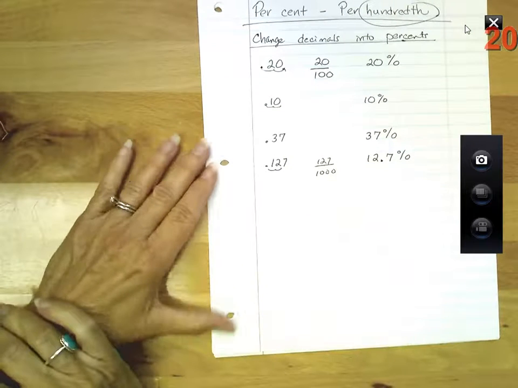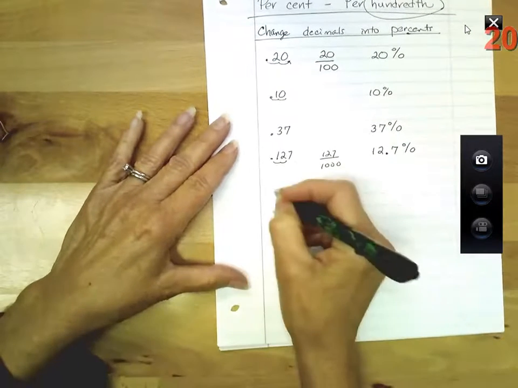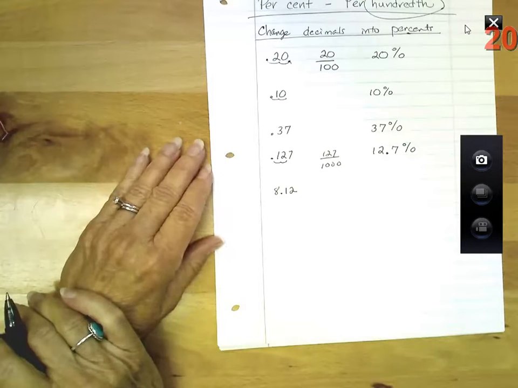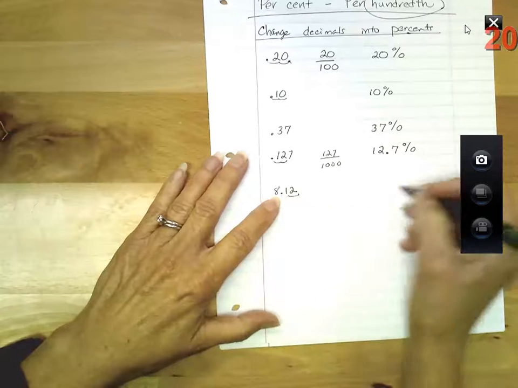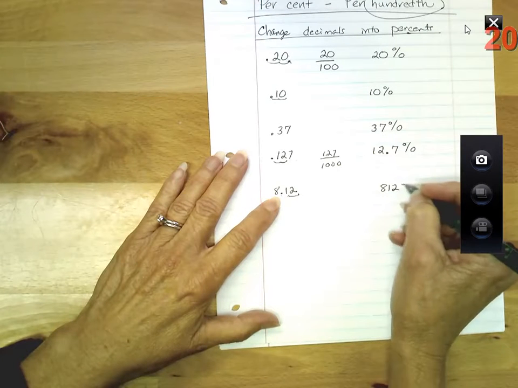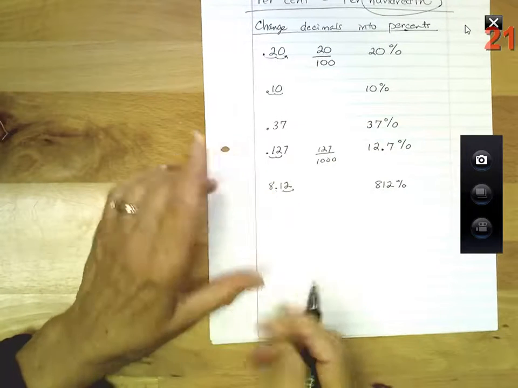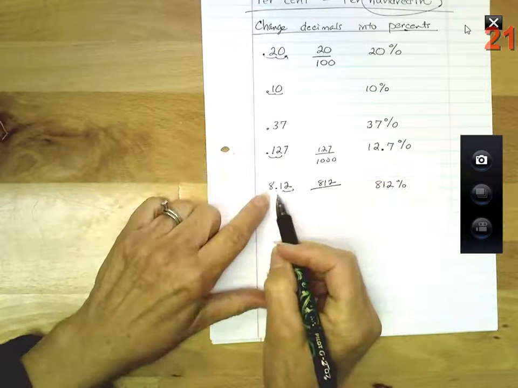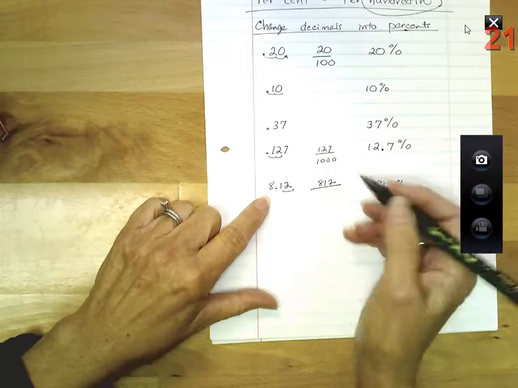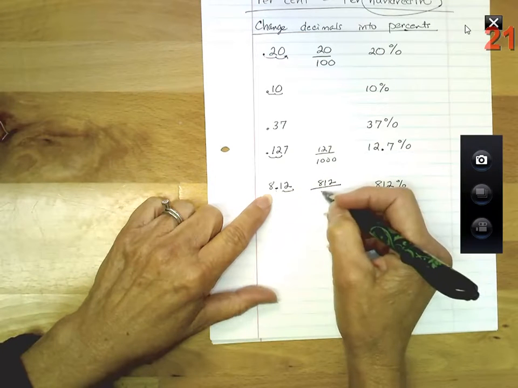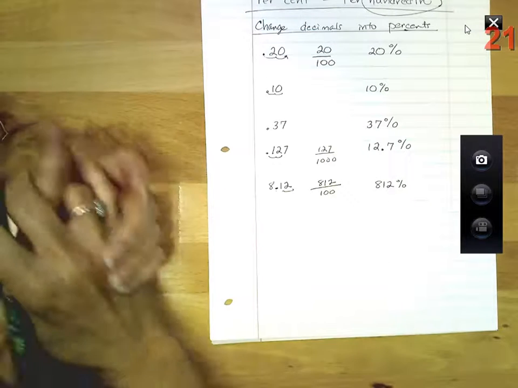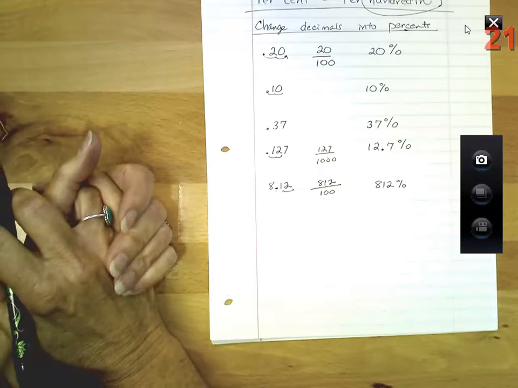Now here's another one, 8.12, and you want to make that into a percent. You move it 2 places, so it's 812%. Now, to answer a question that you had, 812 over 100, or 12 hundredths. Okay, like that.